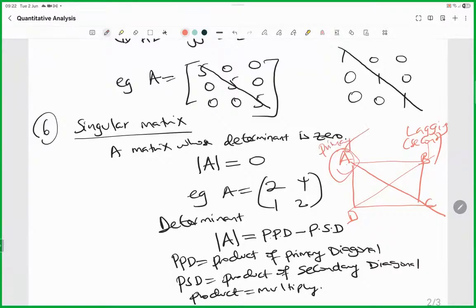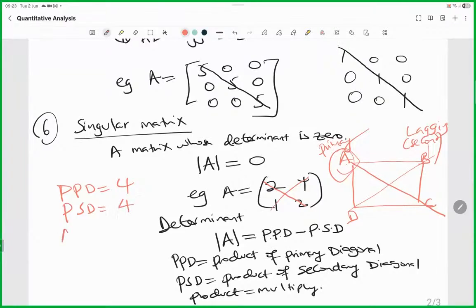So if you've got a matrix like this, this is the first element of this matrix. That diagonal which runs like this from the first element is what we call primary. So I want you to go ahead and multiply the product of the primary diagonal. So this will be 2 times 2, giving me 4. And then we have 1 times 4. Product of secondary diagonal, 1 times 4 is 4.